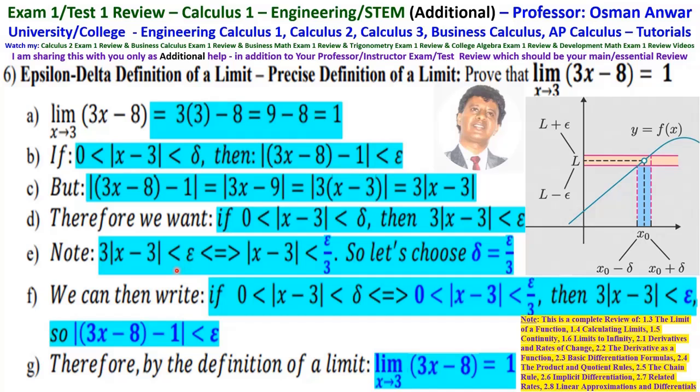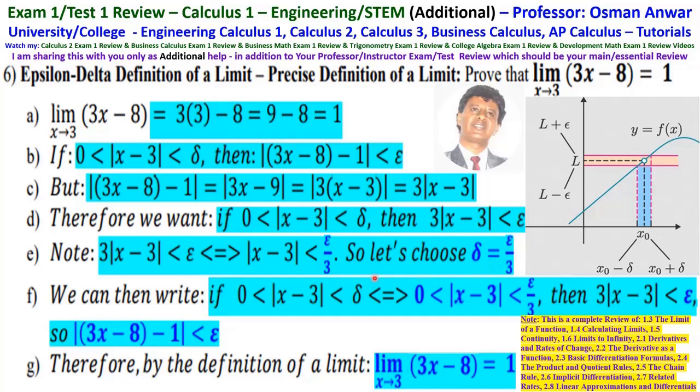But note now that 3 times the absolute value of x minus 3 less than epsilon means the absolute value of x minus 3 is less than epsilon over 3. So that means let's choose delta to be epsilon over 3.